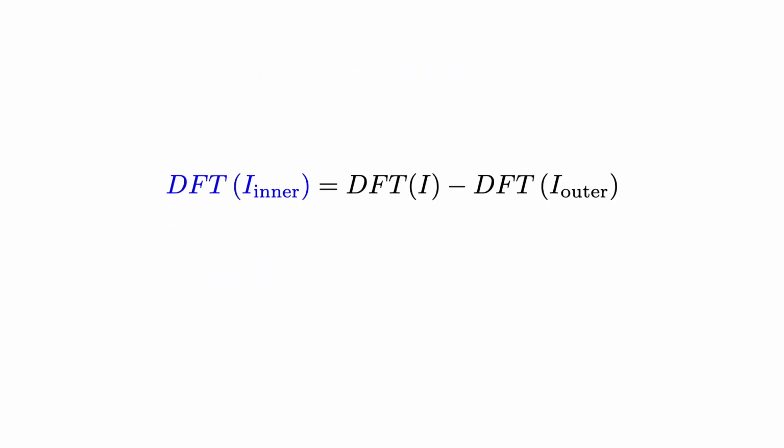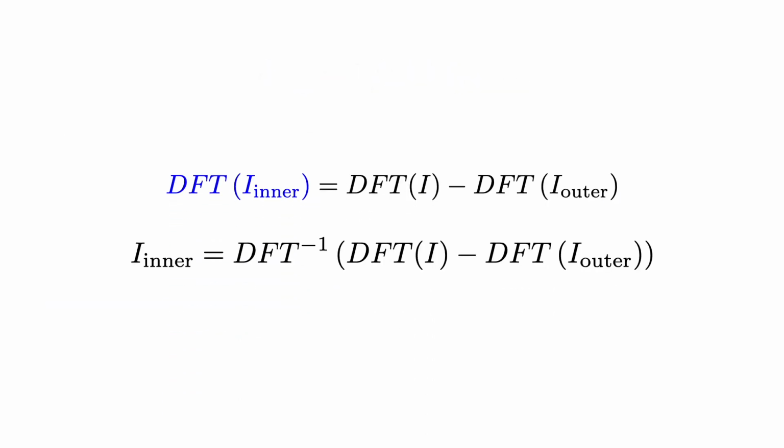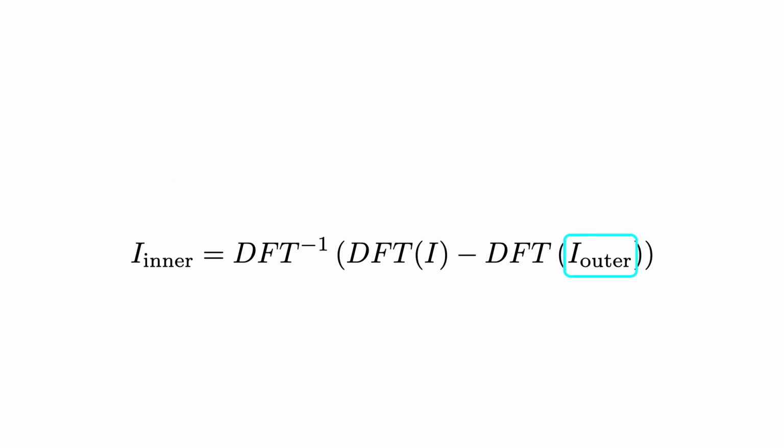Okay, I'm going to take the inverse DFT of both sides. And this will ultimately be our reconstruction algorithm. We start out with the outer image. We take its DFT. We subtract that from all of the data that we've collected. And then we take the inverse DFT to generate the inner portion of the image. Let's see how this works.